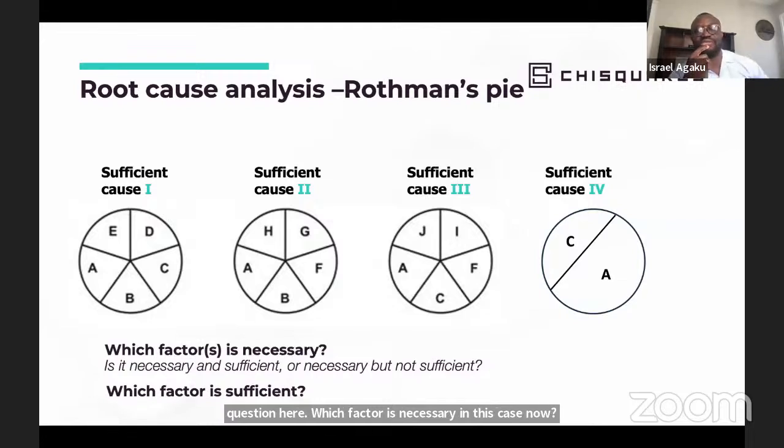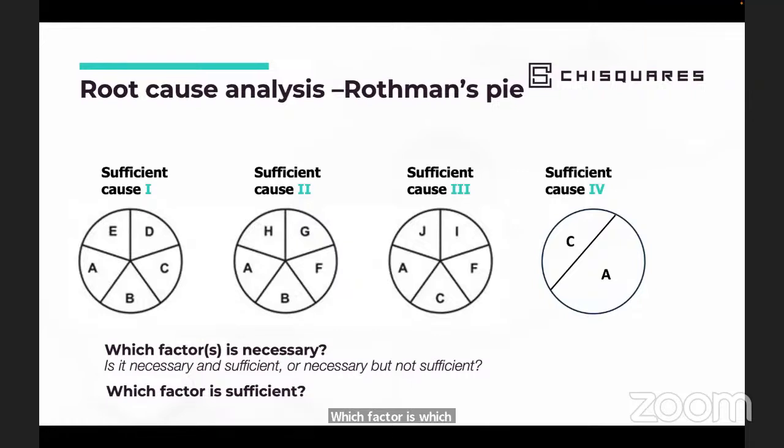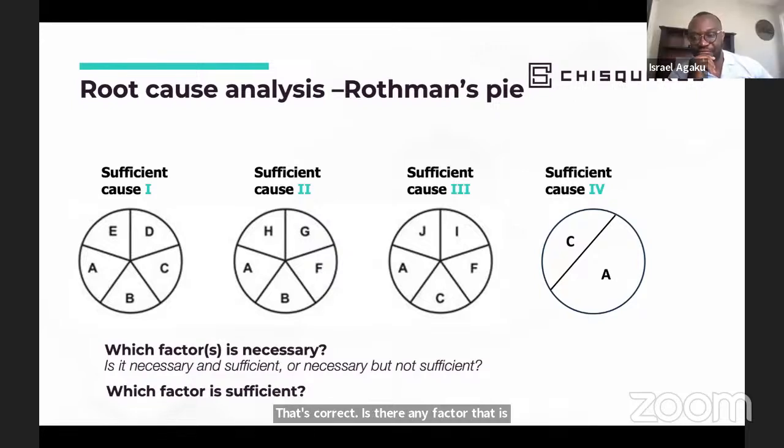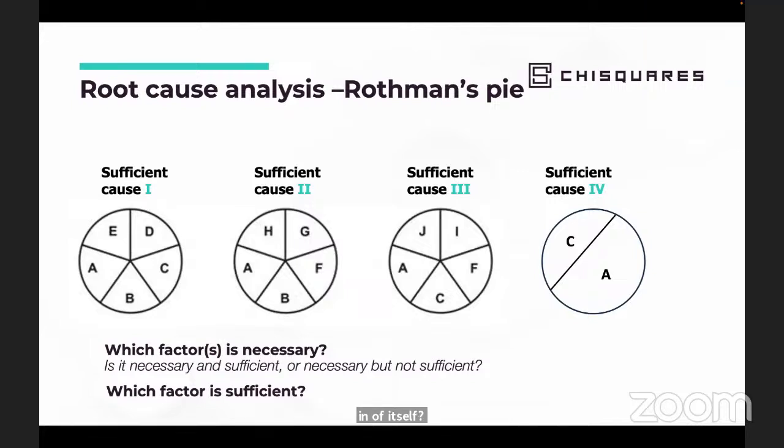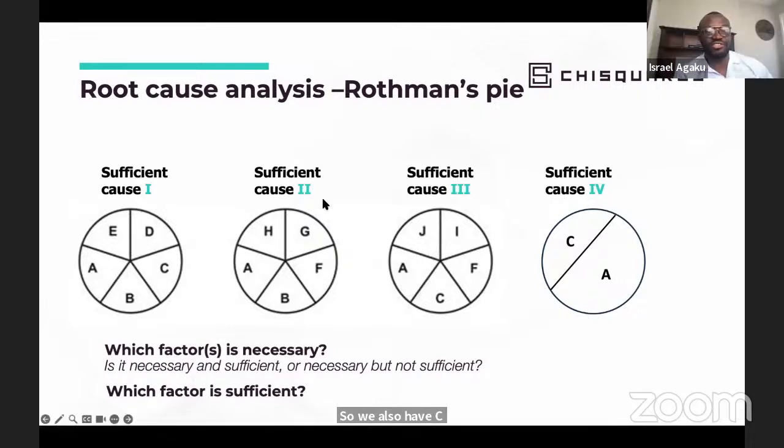Which factor, which letter of the alphabet, is necessary? Still getting A. That's correct. Is there any factor that is sufficient in and of itself? So we also have C. No, there's no C. Sufficient, the second set of conditions does not have C. So that means that you can have the disease without C. So that means that C is neither necessary nor sufficient.